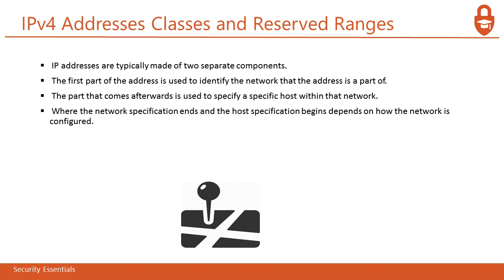So to explain, here we are using 192.168.0.5. Now someone else has the IP 192.168.0.6 and 192.168.0.7. So these IP addresses will vary within the same network, because the first part of the address is used to identify the network. And that is the part which is 192.168. Then the part that comes afterward is used to specify the specific host within that network, and it's a specific number.